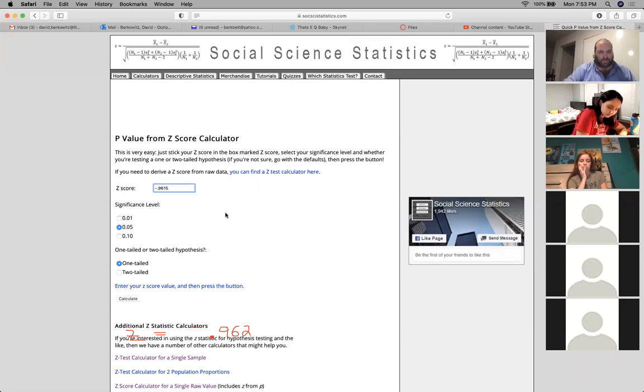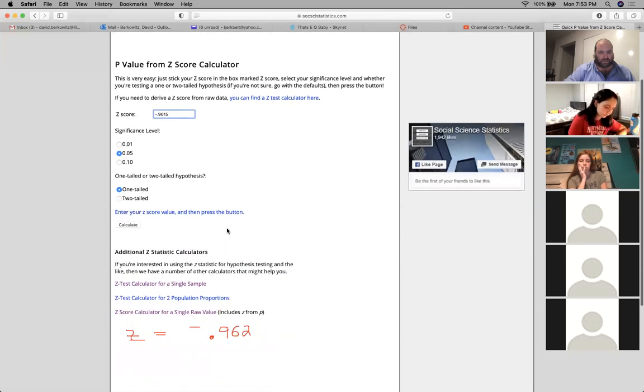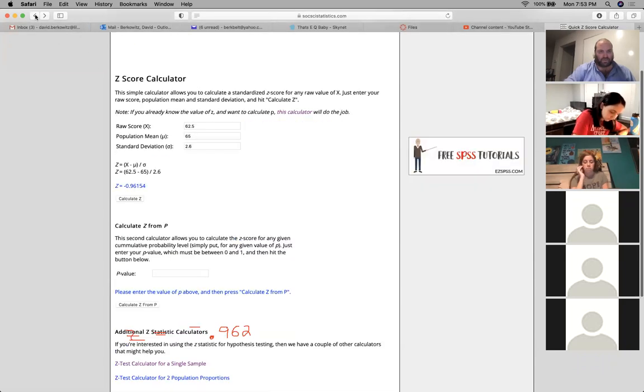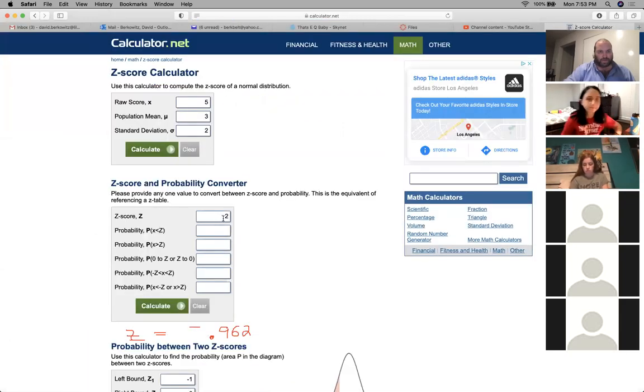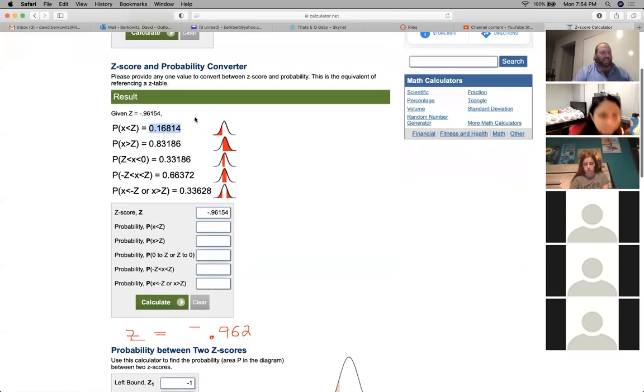Actually, I don't think that's what I want. I don't want the p-value. Hold on, let's get another calculator. Let's do this one. Here we go. Negative 0.96154, and we want the probability of being less than that number. And here we go, that's the answer. The probability of being less than negative 0.96154 is 0.16814, or 16.814%.